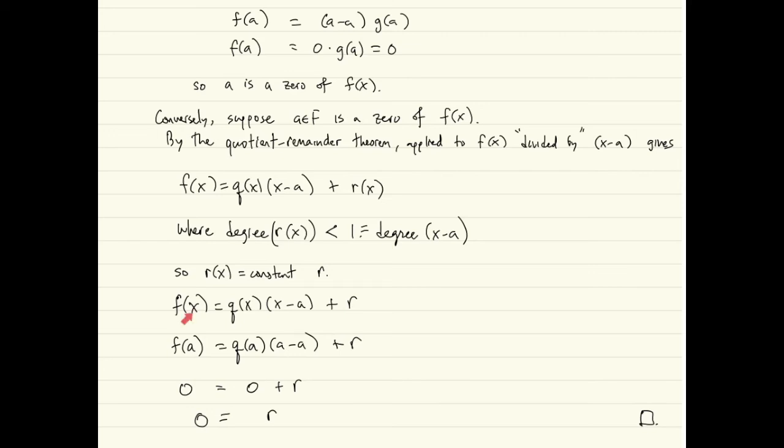And now let's plug in x equals a. And so f(x) turns into f(a), x minus a becomes 0, and r has no dependency on x, so it just stays r. And our assumption is that f(a) is 0. And so we get that r is equal to 0. And so that means that f(x) is q(x) times x minus a. This r part is 0. And so we can factor f(x) as x minus a times q(x). And that's what we wanted to show.